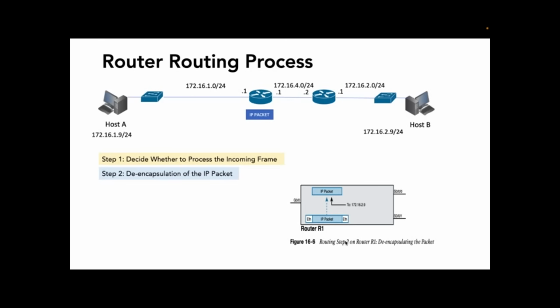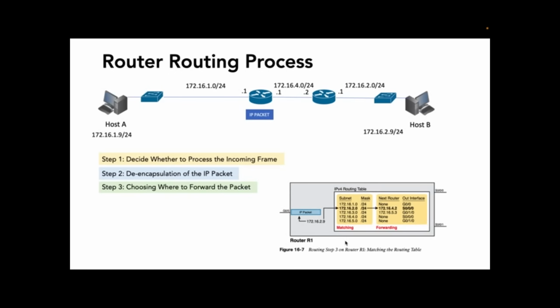Then it moves on to the step 3, that is to choose where to forward the packet. On this step, the router will decide where to forward the packet next, and it does this by looking at the IP routing table. Here it compares the packet's destination address in the routing table. For each route, it is used to match the destination address of the packet, and it identifies the outgoing interface of the router and possibly the next hop.